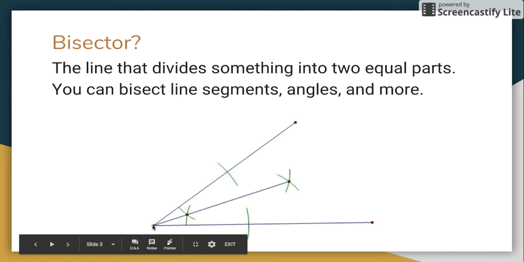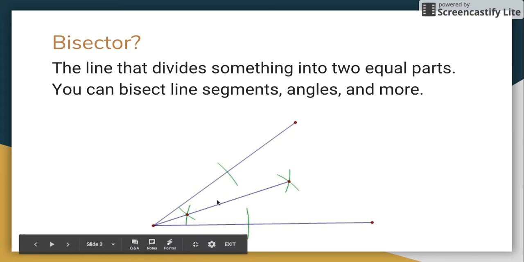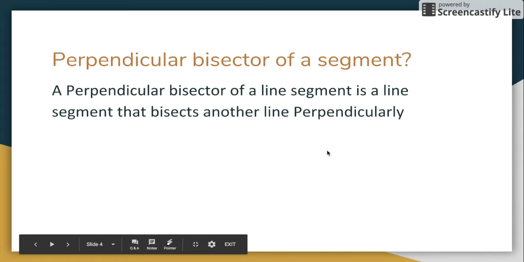Now we've got the angle bisector here. It runs through the vertex and up through the angle, and I couldn't find a picture that showed that the two angles were congruent to each other, but you get the gist of it. These two are congruent to each other, and the angle bisector bisects the angle into two equal parts.